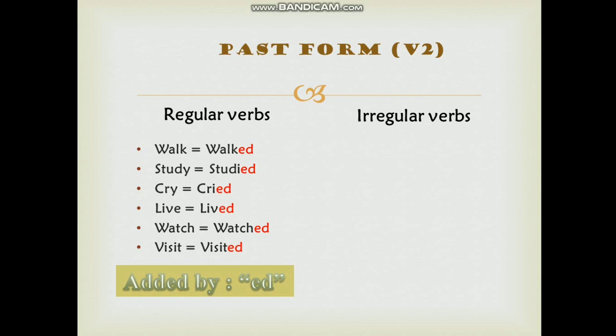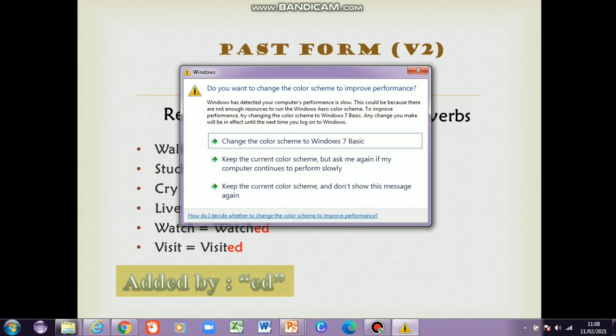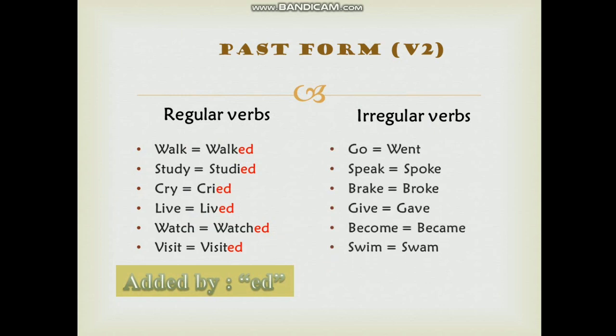And how about irregular verbs? Irregular verbs are different from verb 1. If verb 1 is go, then verb 2 becomes went. Speak, spoke; break, broke; become, became; and swim, swam. So it means they are very different from verb 1, so you have to memorize or remember which one is a regular verb and which one is an irregular verb.